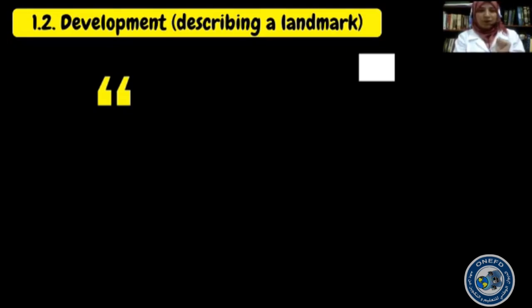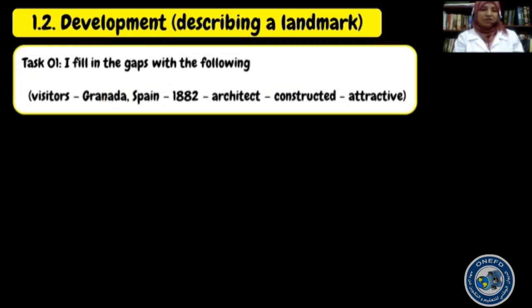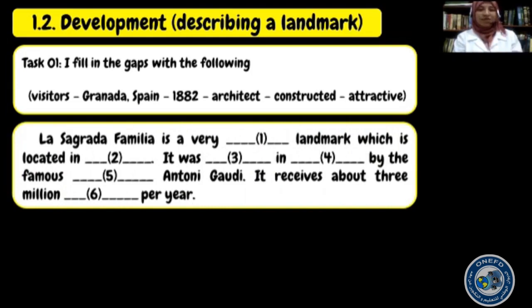Next, development. We are going to see some words we use to describe landmarks. So here we have the question. Task 1: fill in the gaps with the following. So here we have 6 words that we are going to use to fill in the gaps in the following paragraph. I read the words: visitors, Granada, Spain, 1882, architect, constructed, and attractive.